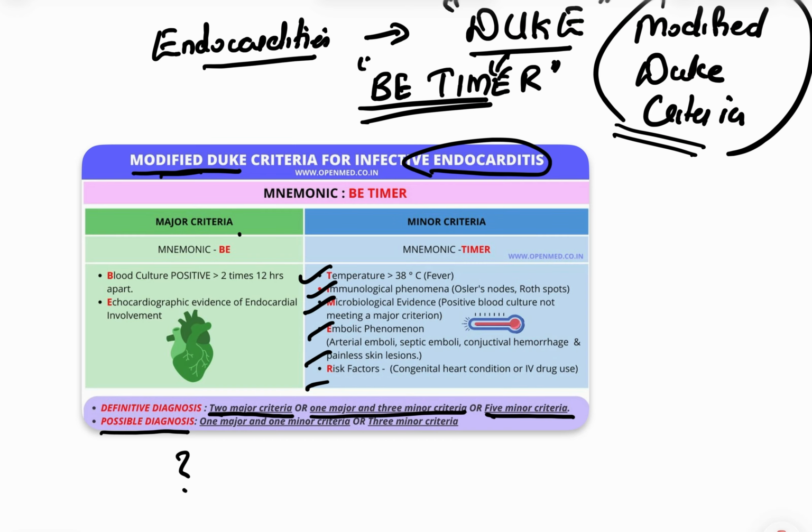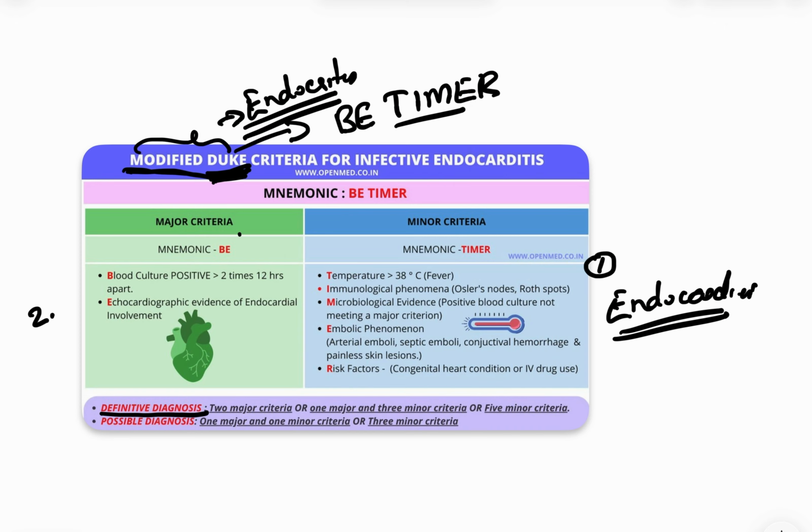That is endocarditis. Okay, and I want all of you to remember, if somebody says modified Duke, that means that is a way to find endocarditis. We are riding on the Duke bike to find or diagnose endocarditis. Remember, modified Duke criteria is for endocarditis, and it is used with a mnemonic called B timer. So B timer is the mnemonic we use for the diagnosis of endocarditis.